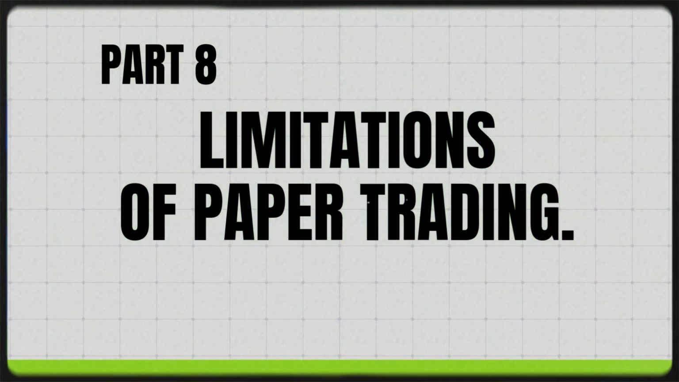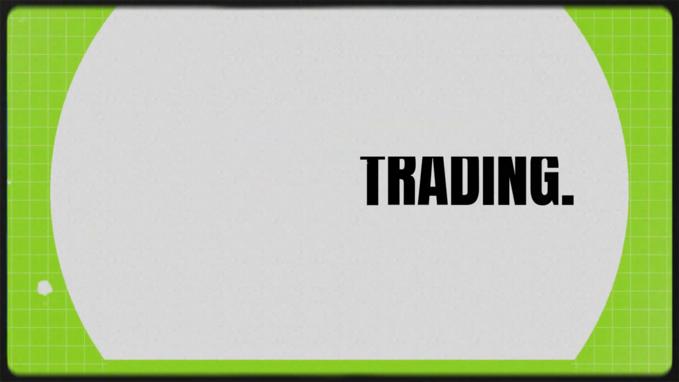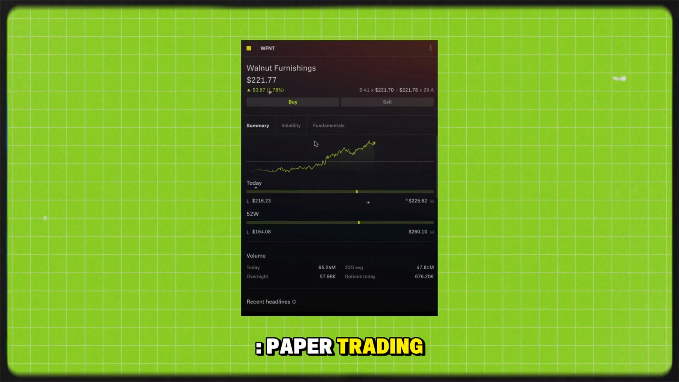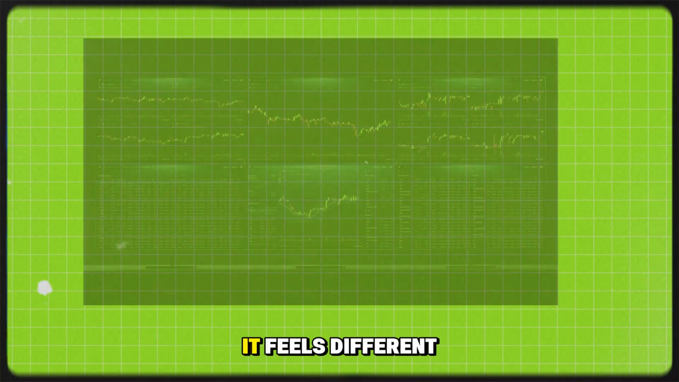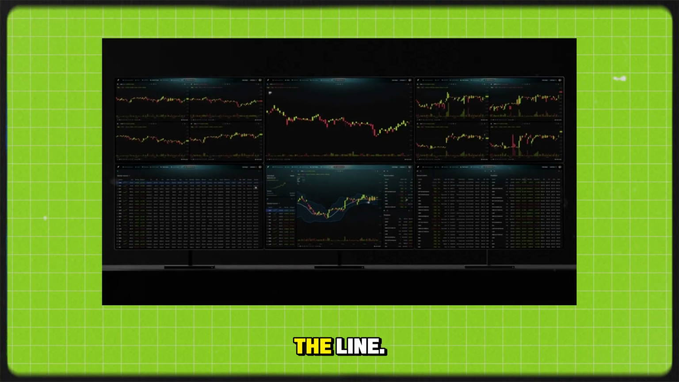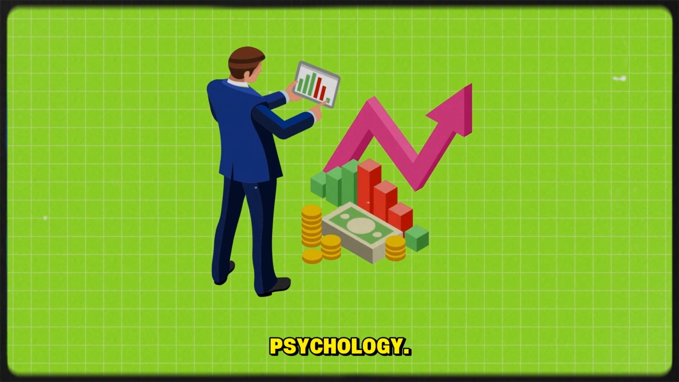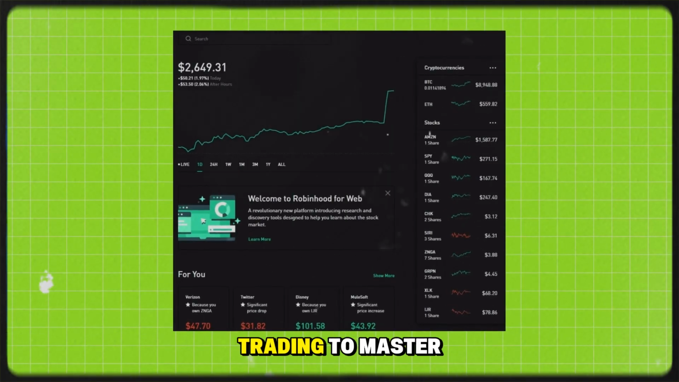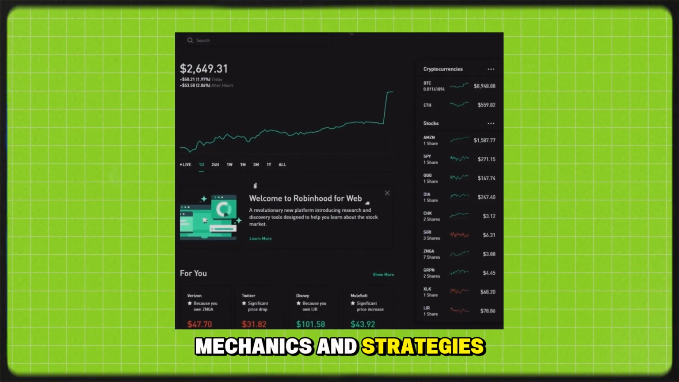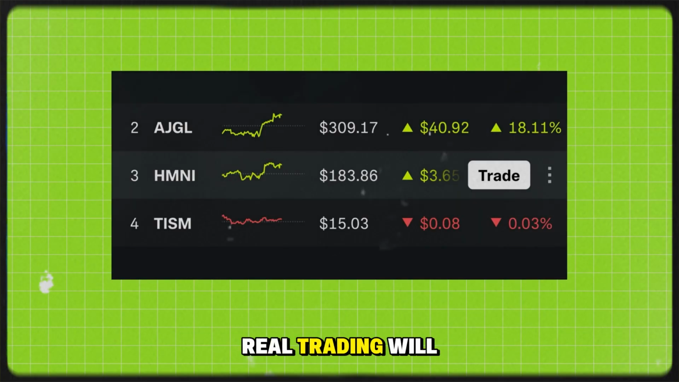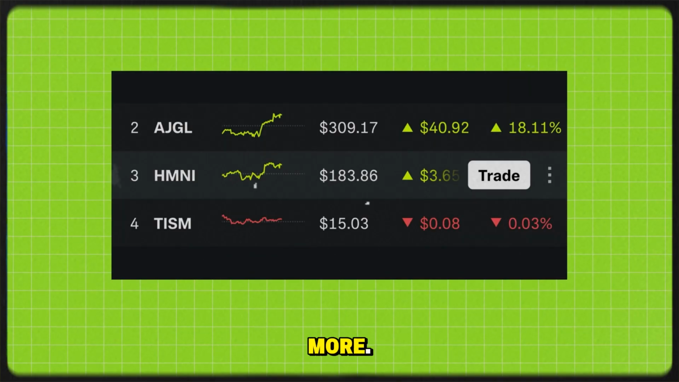Part 8. Limitations of paper trading. Here's the catch. Paper trading can't replicate emotions. It feels different when your real money is on the line. Fear and greed play a huge role in trading psychology. So, use paper trading to master mechanics and strategies. But remember, real trading will always test your discipline more.